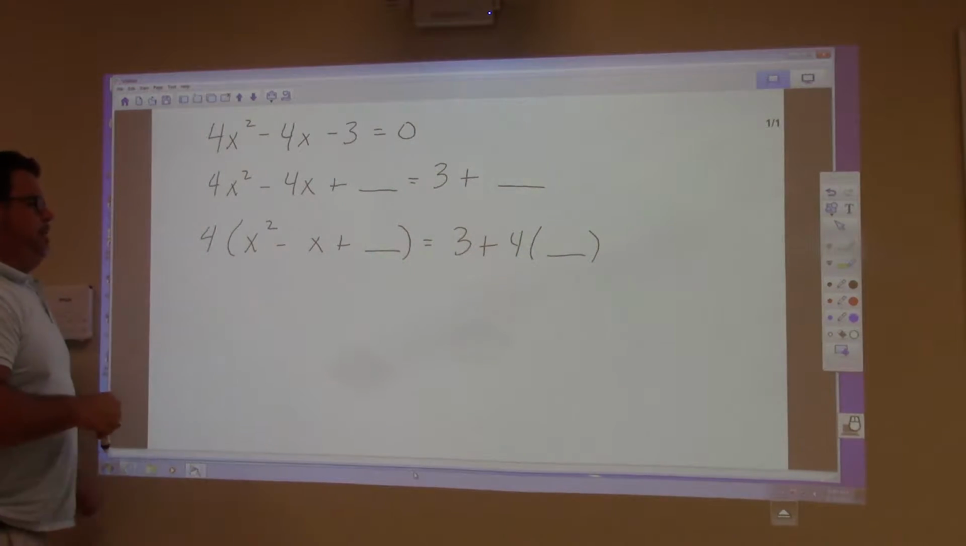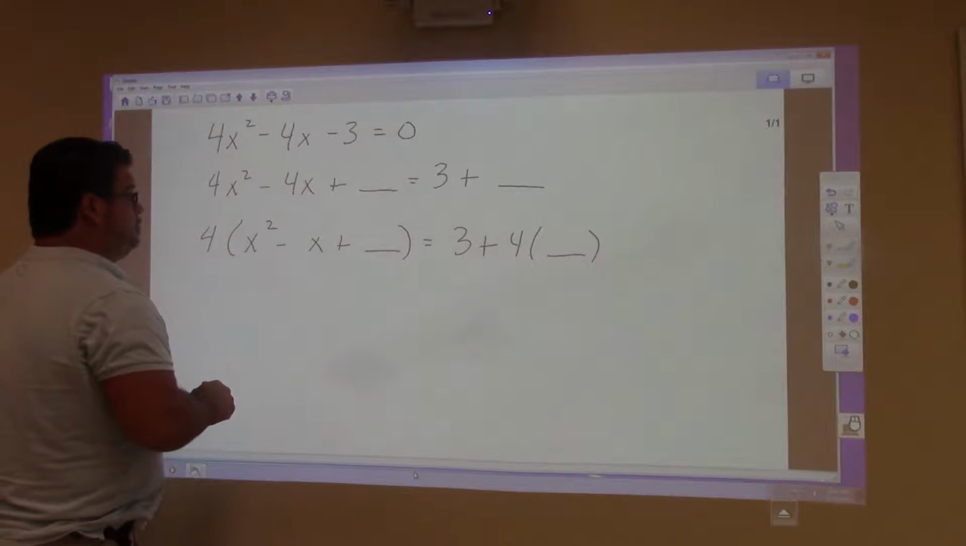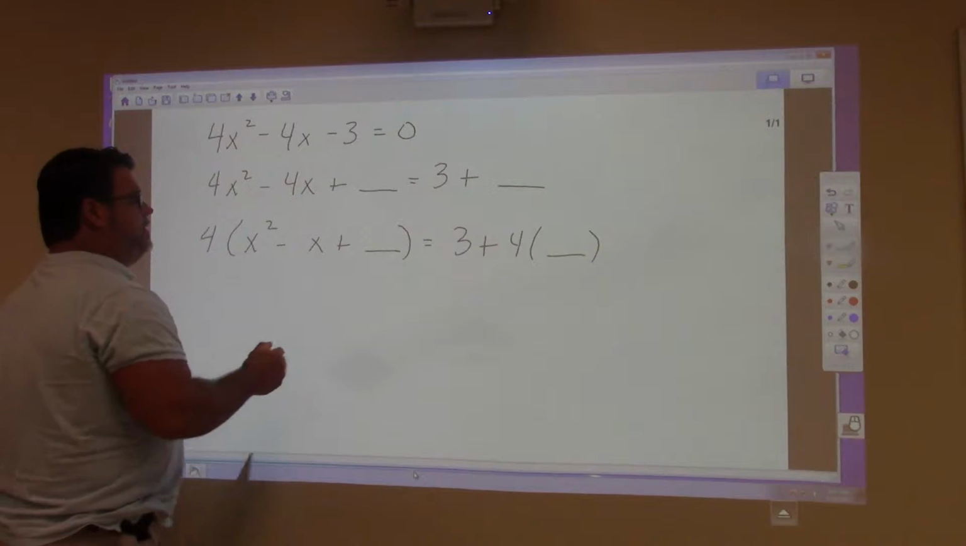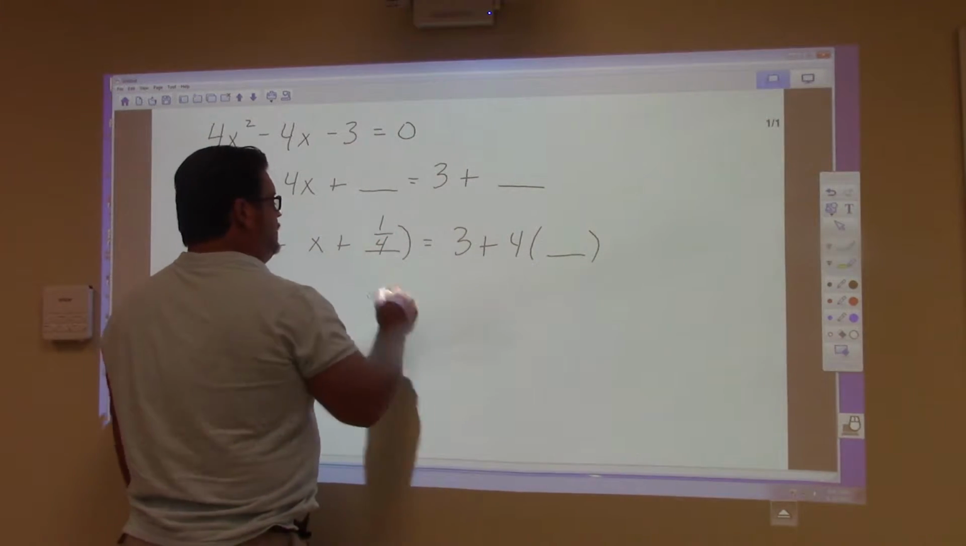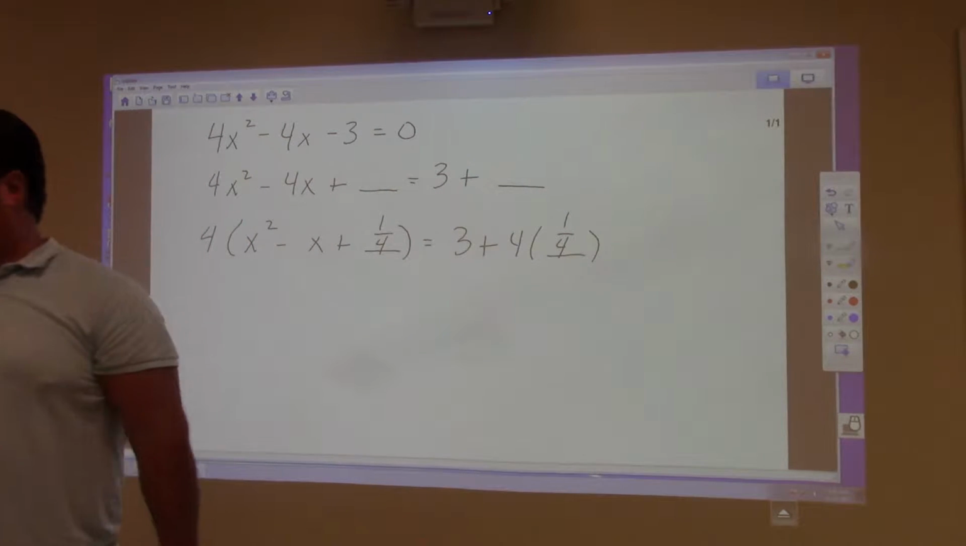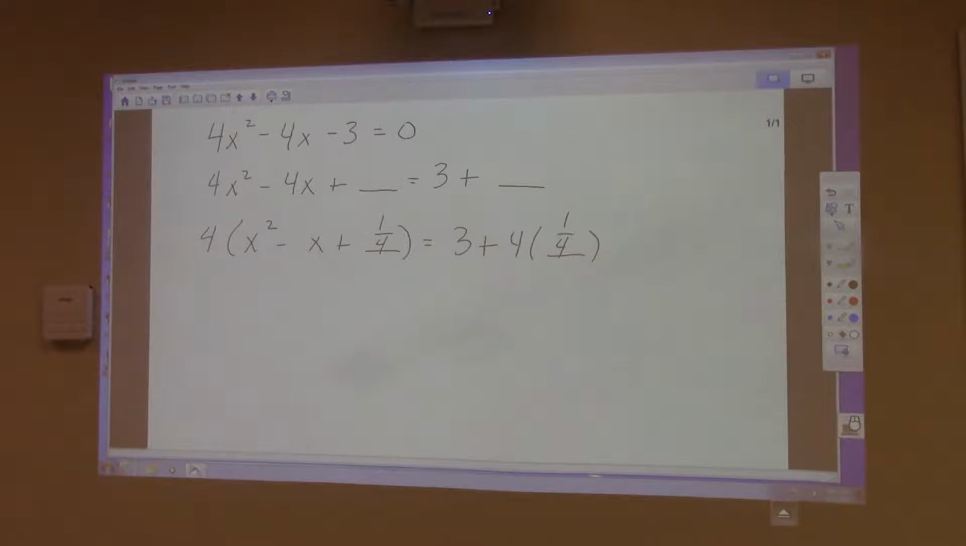What's half of 1? 1/2. 1/2 squared is? I heard somebody say 0.5. Why do you not use decimals? Because then you have to depend on what? Calculator. Whole purpose for using fractions is so you can revert back to your 3rd, 4th grade mathematics that you didn't learn. Right?